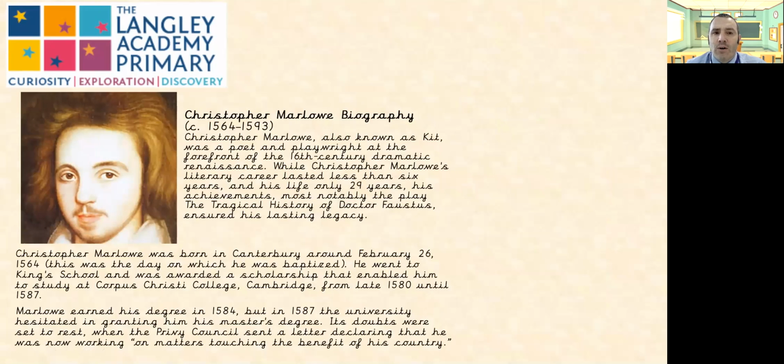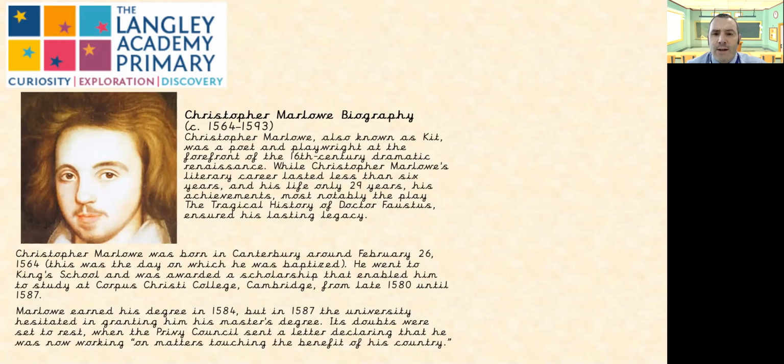Christopher Marlowe, Biography. Born 1564, died 1593. Christopher Marlowe, also known as Kit, was a poet and a playwright at the forefront of the 16th century dramatic Renaissance. While Christopher Marlowe's literary career lasted less than 6 years and his life only 29 years, his achievements, most notably the play The Tragical History of Dr. Faustus, ensured his lasting legacy.